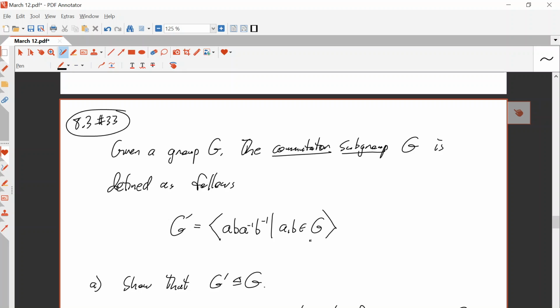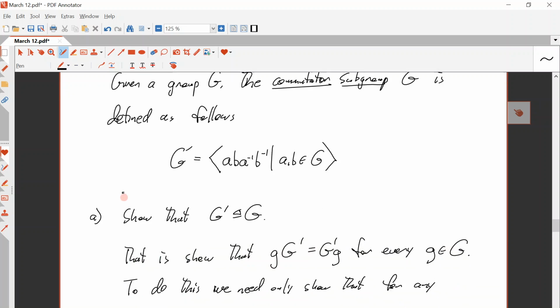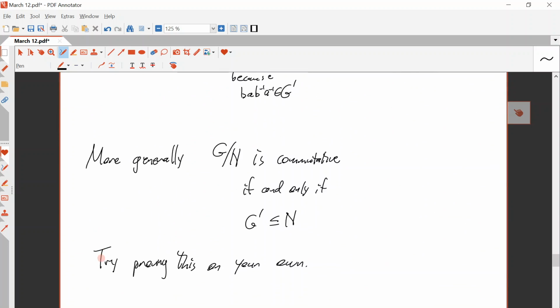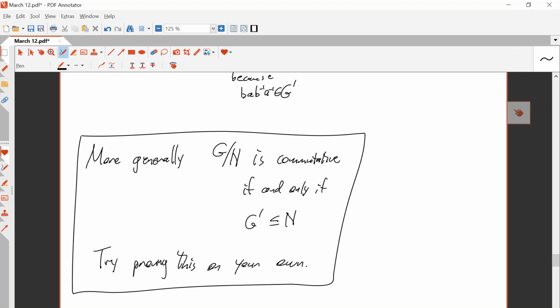Sometimes it's the whole group. So for the symmetric group Sn, the commutator subgroup S_n prime is actually S_n itself. But sometimes it's something in between. All right, so we talked about the commutator subgroup, and then more generally, G mod N is a commutative group if and only if the commutator subgroup is contained in N. Try proving this on your own.